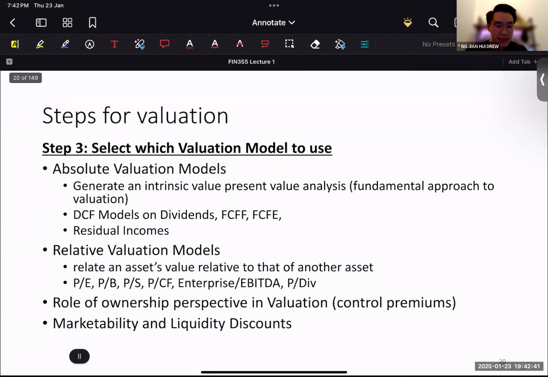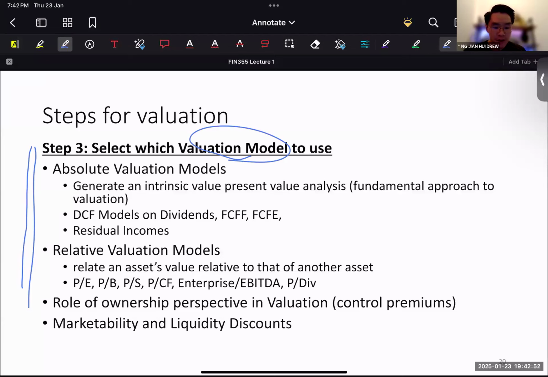And then in step three, which lectures two, three, and four will cover, we'll focus on the valuation model. We have quite a few valuation models. The main ones we are going to focus on are FCFF, FCFE, and the dividend discount model. These three are all considered discounted cash flow models. Then we have the residual income model as well. Then we talk about relative valuation, meaning ratios. And these are just the models.